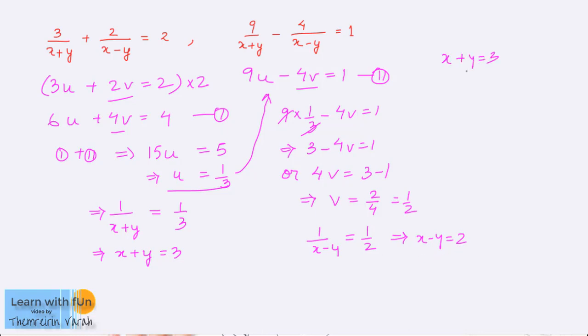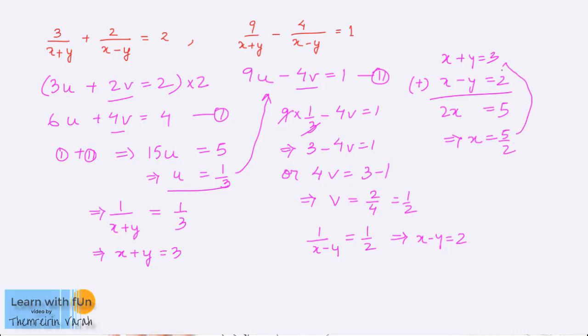So x plus y equals 3 and x minus y is equal to 2. To solve x and y, we use the elimination method. If you add these two equations, x plus x is 2x, y minus y is 0, 3 plus 2 is 5. This implies that x is equal to 5 by 2.